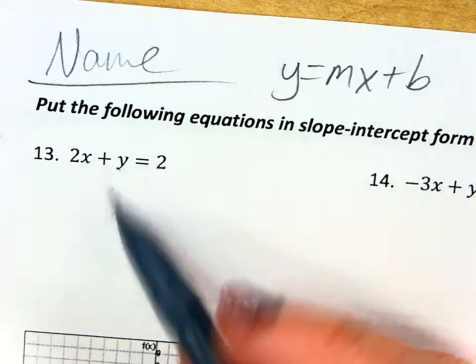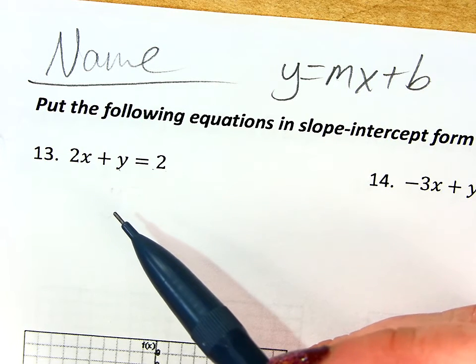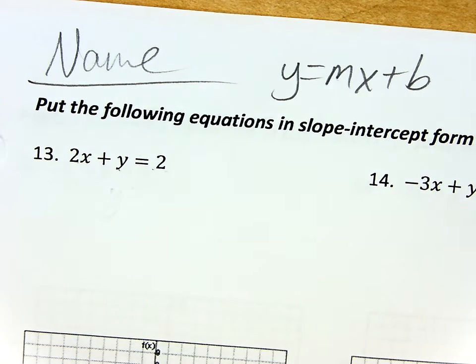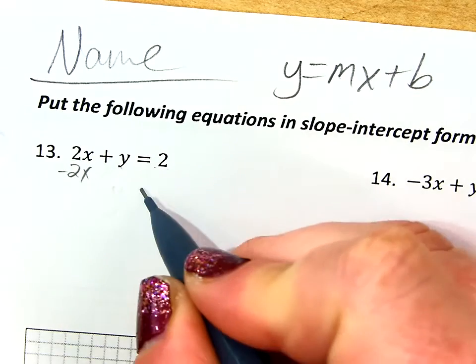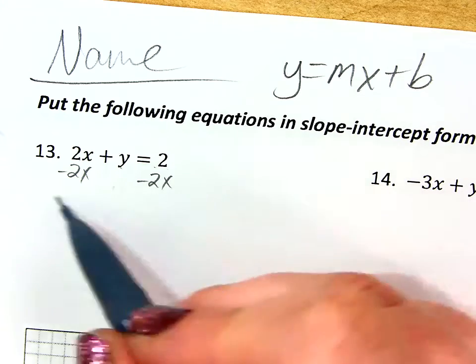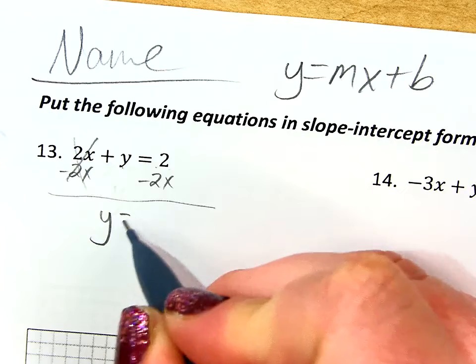Olivia, what can you do? Yes. You can't just pick up a 2x and move it to the other side willy-nilly. What you can do is subtract 2x from both sides. Whatever you do to one side, you have to do to the other, right? So I can minus 2x from this side and minus 2x from this side. That's allowed, right? Now, look at what happens. The 2x's cancel each other out. On the left, all I have left is y.